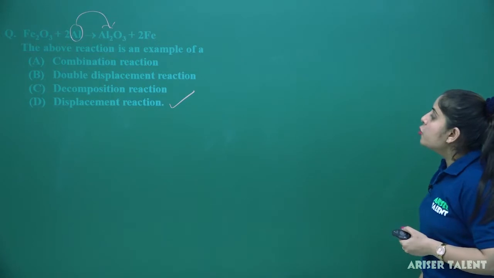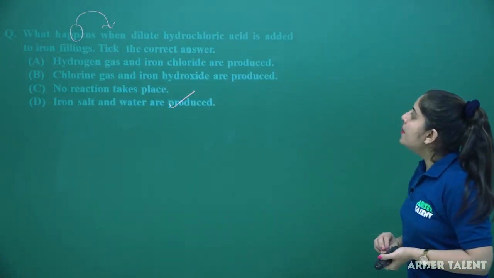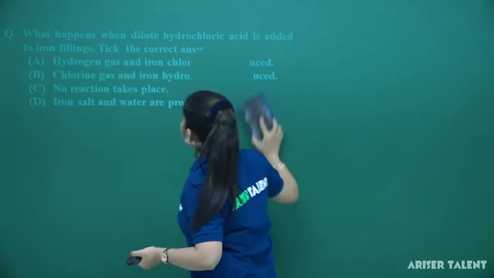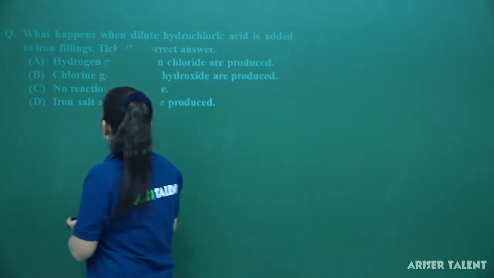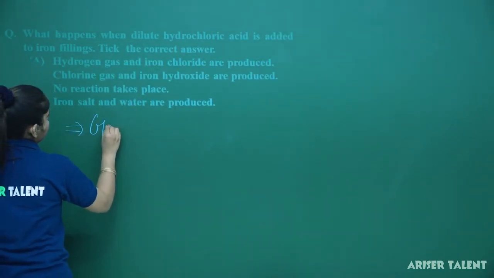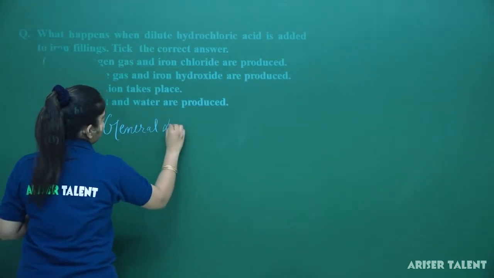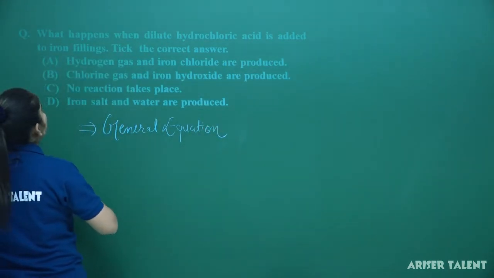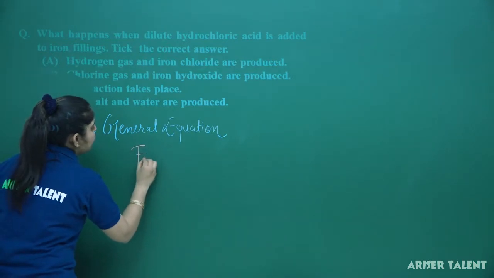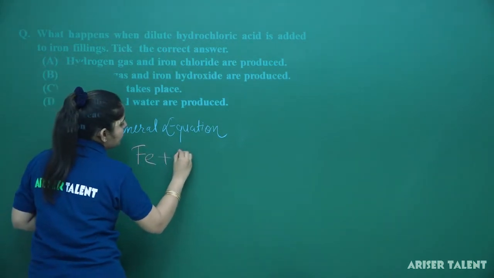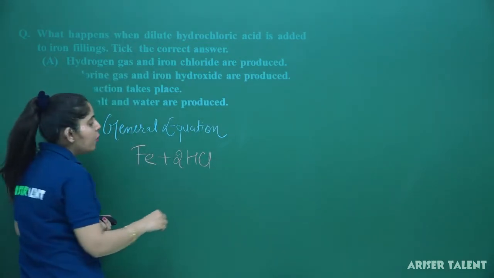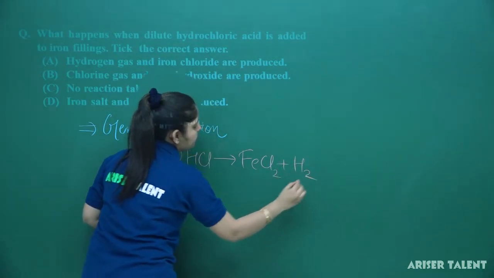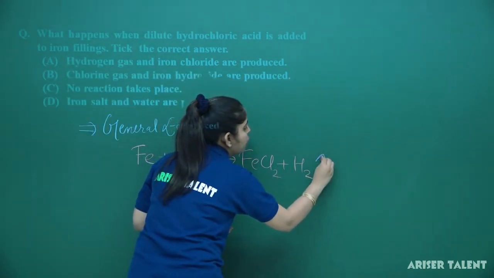Now, we are on our question number 3. What happens when dilute hydrochloric acid is added to iron filings? Tick the correct answer. Now, we are writing the general equation for this. This is Fe, iron filings, and we are adding hydrochloric acid to it. What we will get here is FeCl2 plus H2, which means hydrogen gas will be evolved in this kind of equation.